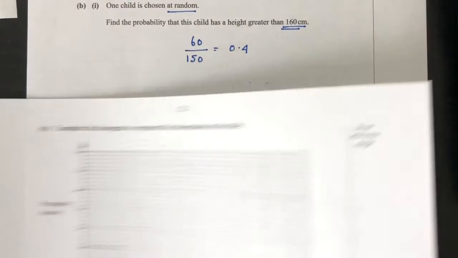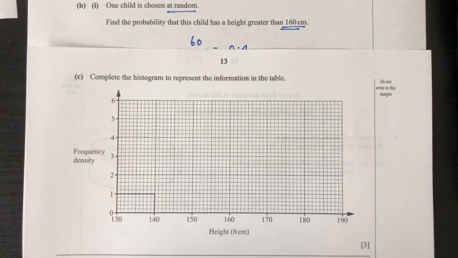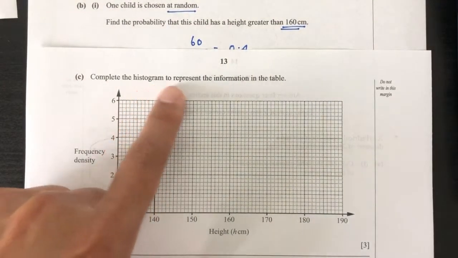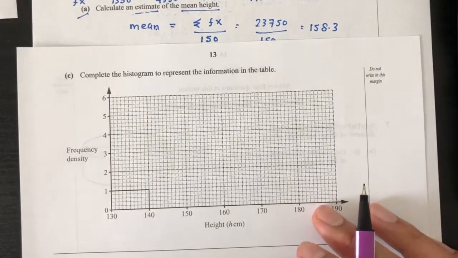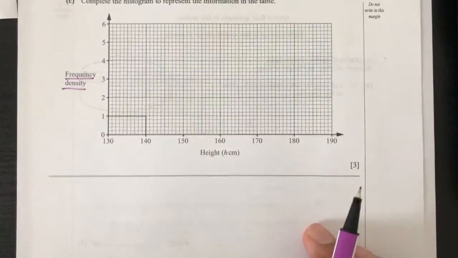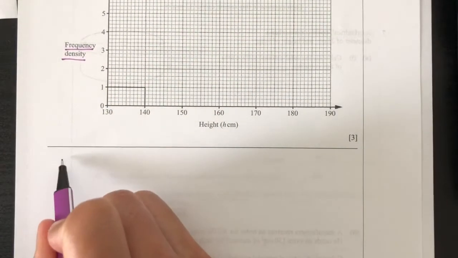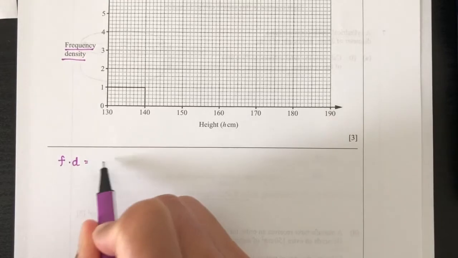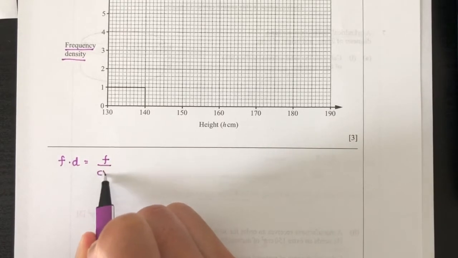Now let's move on to part C. It says complete the histogram to represent the information in the table. So let's do it step by step. To find the histogram, we have to find the frequency density. We have a formula for that: frequency density is equal to frequency divided by class width.